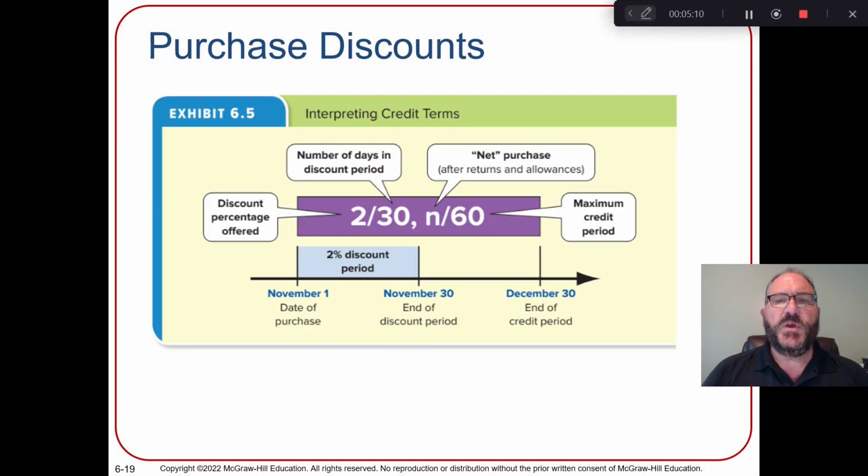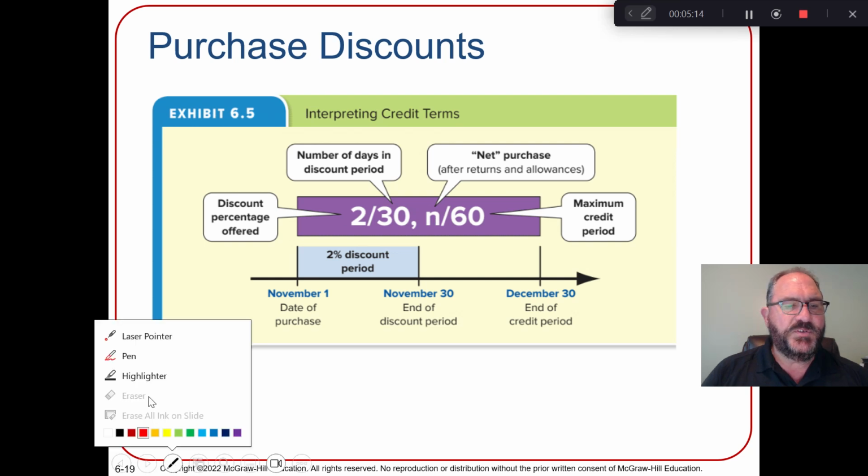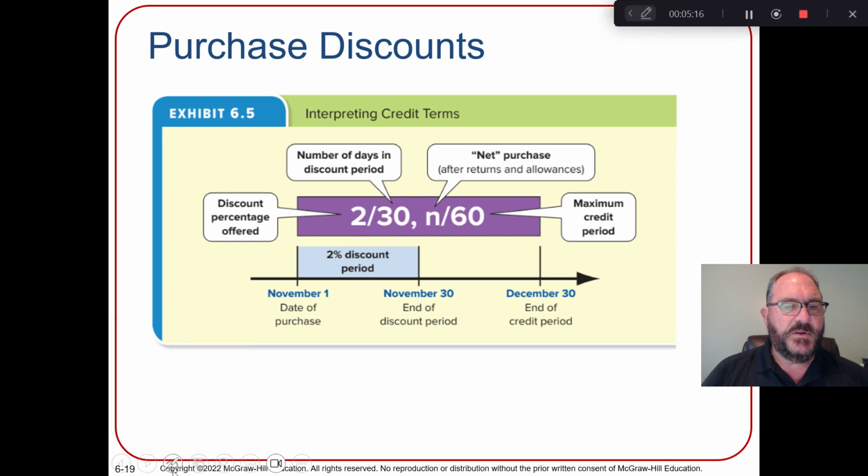Next thing we're going to take a look at is something called purchase discounts. Purchase discounts, what this is all about is you're giving somebody a discount for paying quickly. So notice, there's a discount percentage offered, the number of days in the discount period, and then the net purchase after returns and allowances.